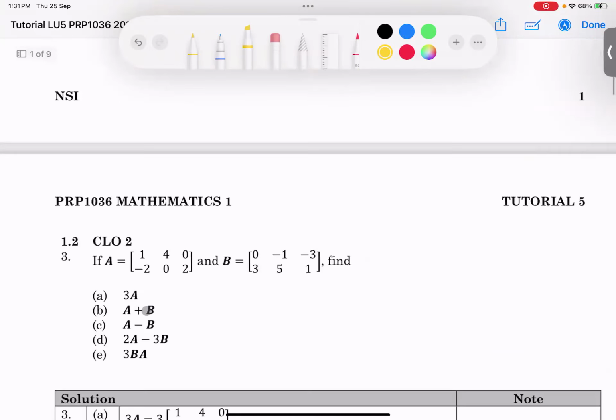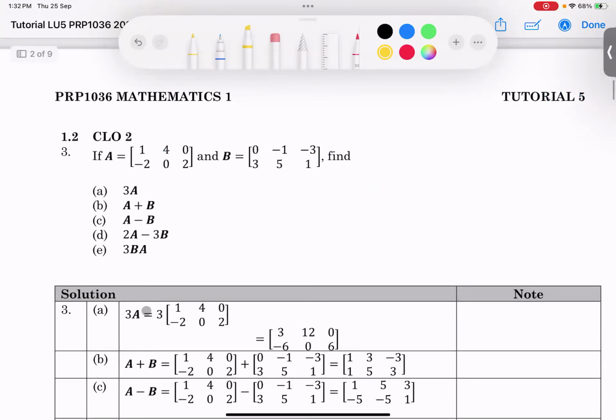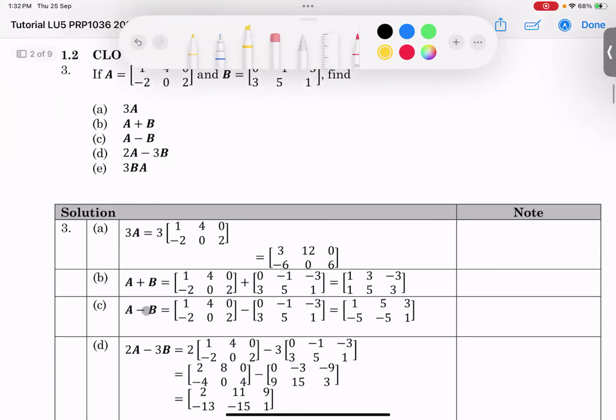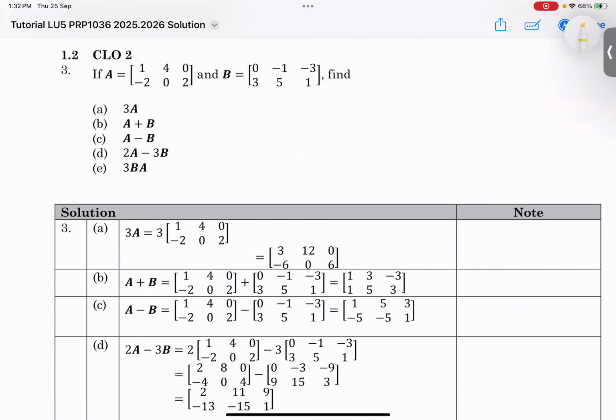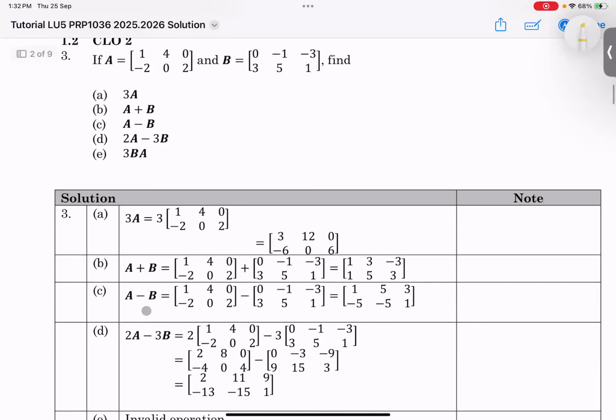Let us proceed to question number 3. Look at question number 3 here. It talks about matrix A for this one and matrix B for this one. I strongly suggest that you write bigger handwriting, so that when you do this operation, it is easier and more visible for you. Please take extra note of your signs. Make sure you get the sign correct.